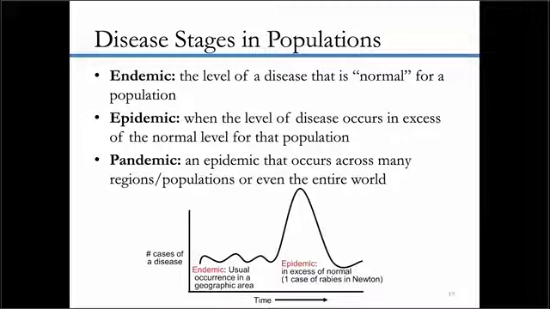And so these three definitions are given here, one being endemic. And if you look at the figure on the screen, endemic is the usual occurrence of disease in a geographic region. Endemic could mean that there's normally no cases of disease in that particular area. So for example, we don't typically see malaria in the United States and especially not in California.